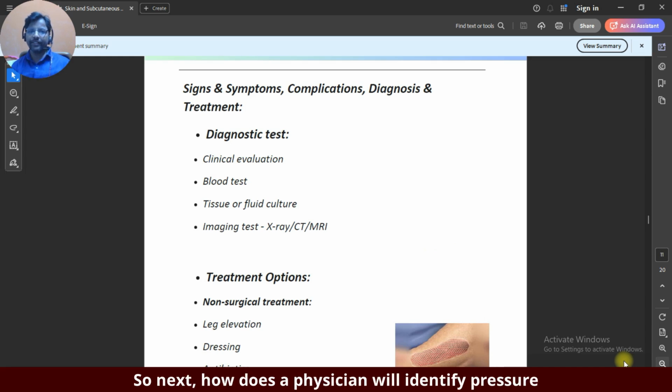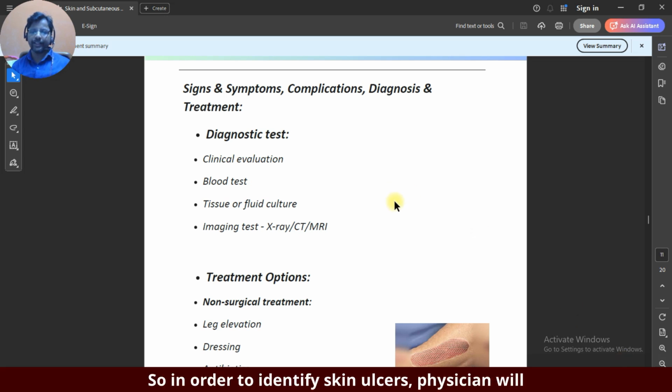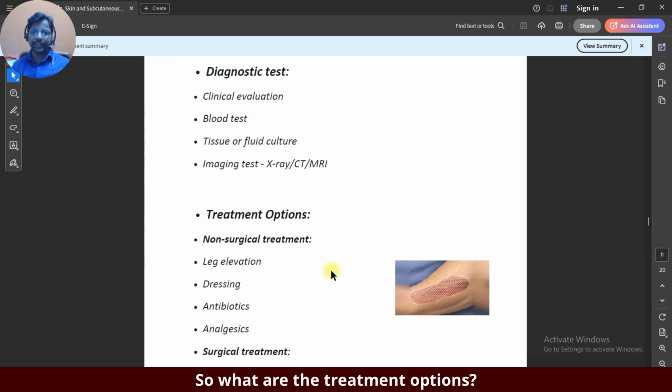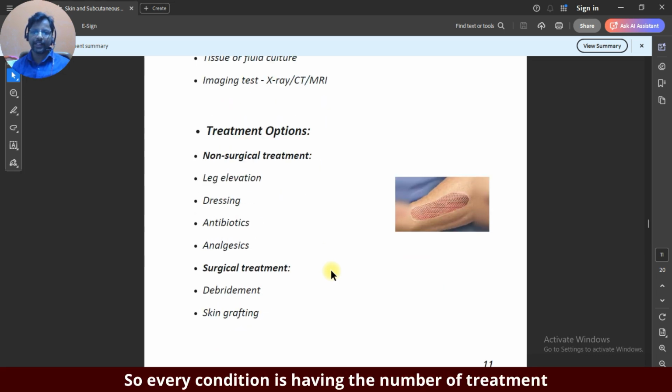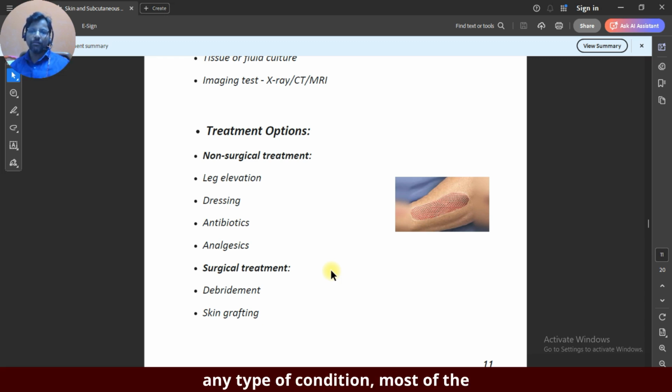Next, how will a physician identify a pressure ulcer or skin ulcer? To identify skin ulcers, the physician will first perform a clinical evaluation. He may perform a blood test, tissue or fluid culture and imaging tests using X-ray, CT or MRI. So what are the treatment options? Every condition has a number of treatment options. Whenever a physician wants to treat any type of condition, most of the time he will start with non-surgical treatment. If the non-surgical treatment is not successful, the physician will go ahead with surgical treatment.